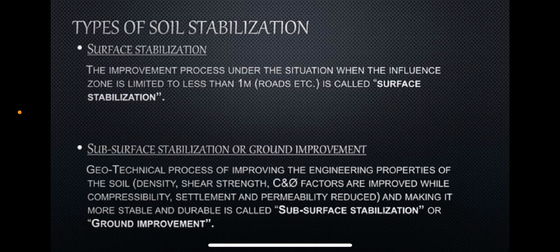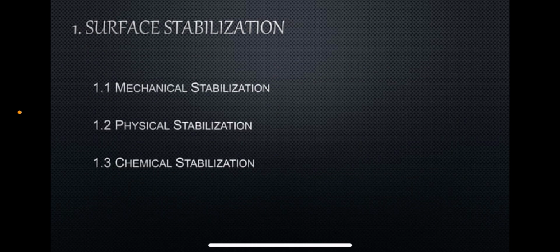So stabilizing the soil at the above ground level, for example roads, is called surface stabilization. And subsurface means underground soil. We have to stabilize the underground soil, for example in embankments and seashore areas, and nearby water bodies. That kind of stabilization is called subsurface stabilization.